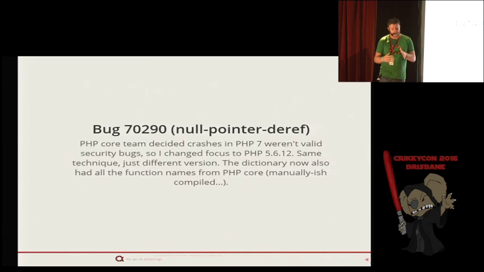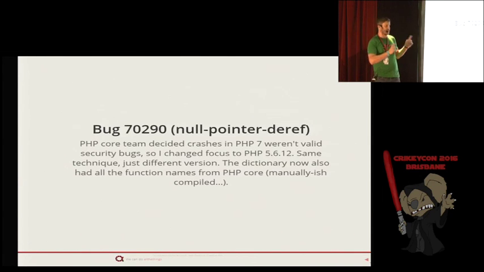So at this point, the PHP team decided that any bug in PHP 7, which was then in beta, wasn't actually really a security issue because, hey, no one uses it. You know, I'm like, oh, lame. Okay, so I changed my fuzzing focus to 5.6, then current 5.6.12, which was the then stable version. So I used the same technique, fuzzed over the language features, and got them from php.net, built a dictionary.